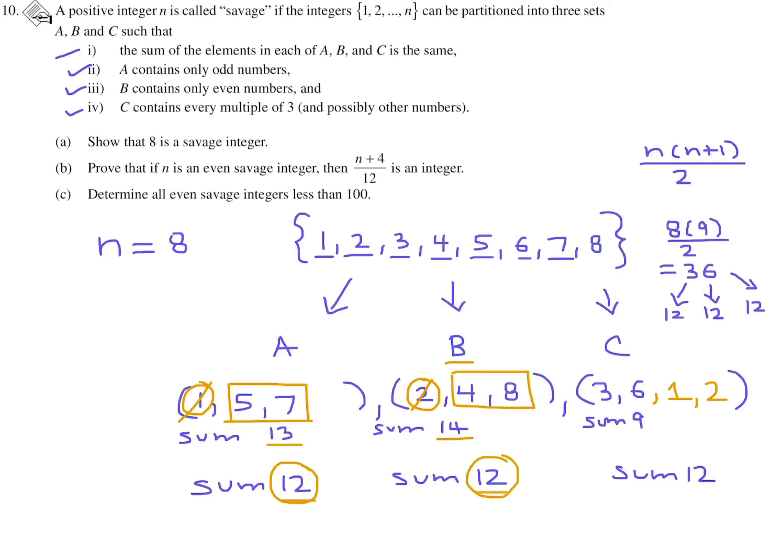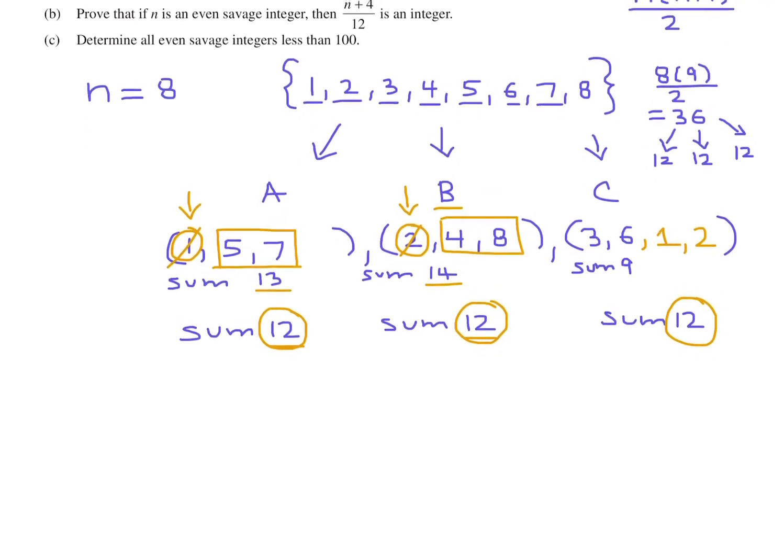And now I took that 1 and I took that 2 and I put it in here. Now the new sum would become 3 plus 6, which is 9, plus 1, 10, plus 2, 12. There you go. I've done it. So I have proven that 8 is indeed a Savage integer because I was able to meet all of these conditions. All right? So now let's move on to part B.